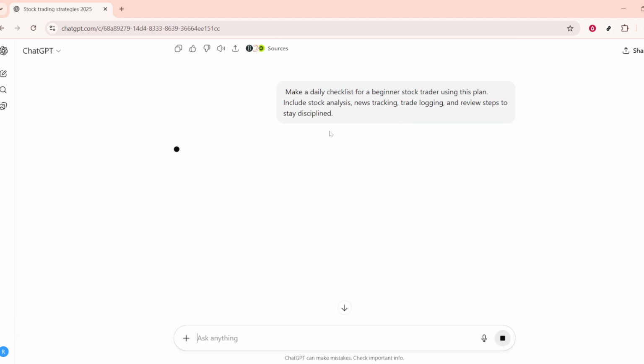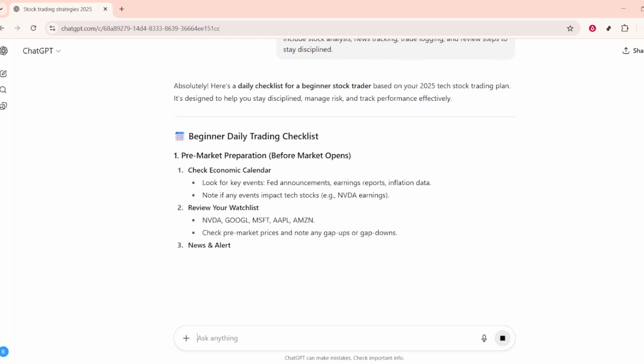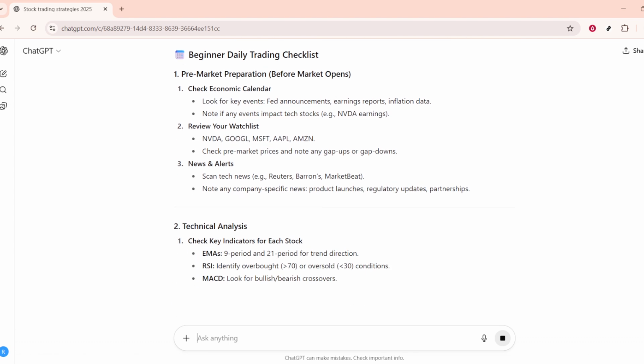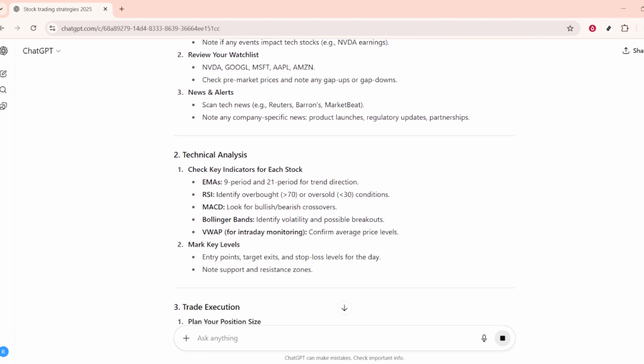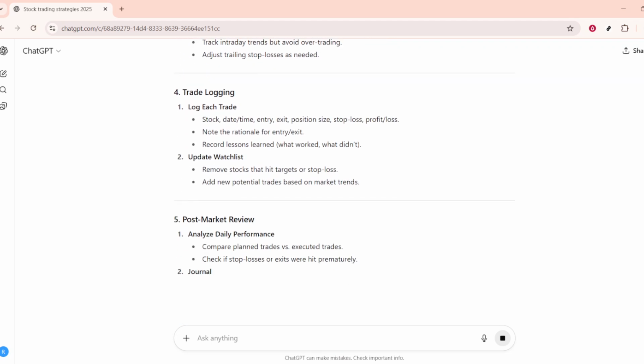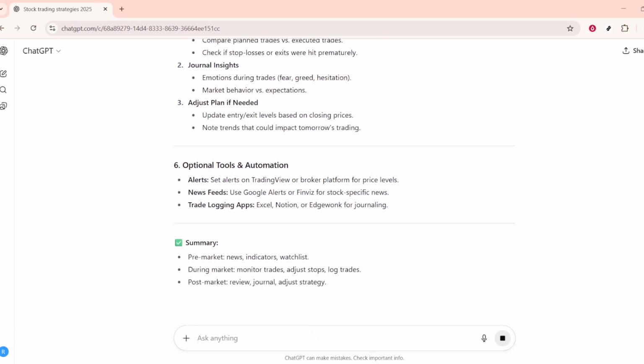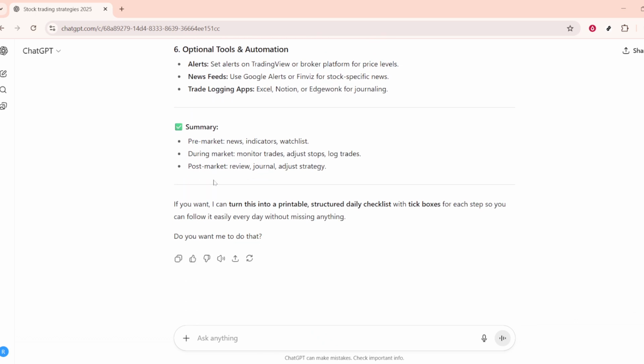Finally, summarize your entire trading plan into one cohesive, actionable guide. This summary should include all the trading advice, setups, and risk management strategies, organized clearly for daily execution. Having a consolidated plan will make it easier for you to follow through, especially as you start gaining experience in stock trading. By following these steps, you're setting a solid foundation for your stock trading journey.